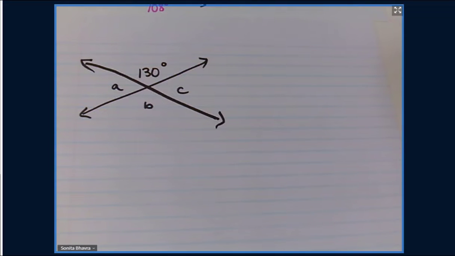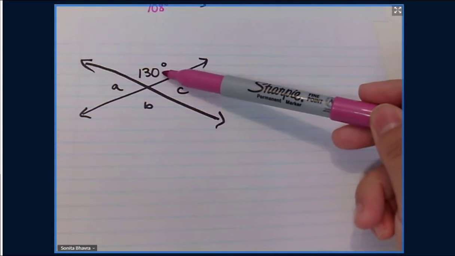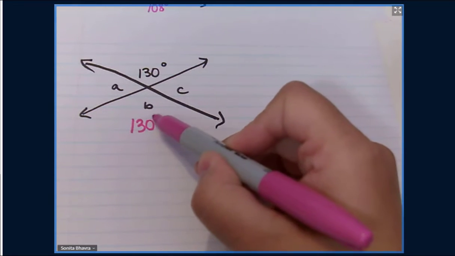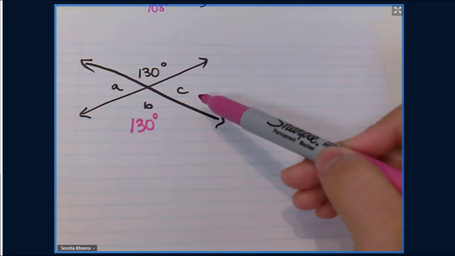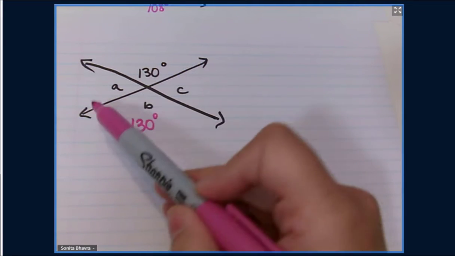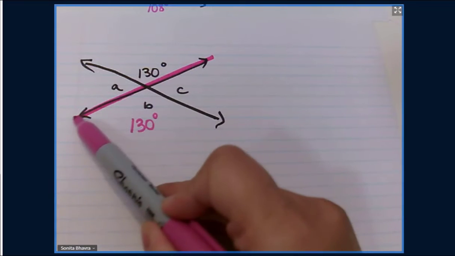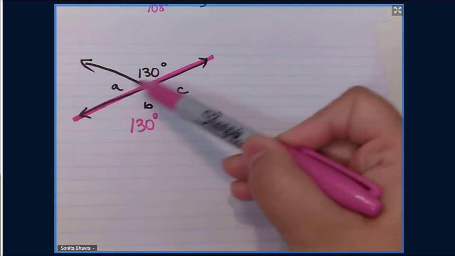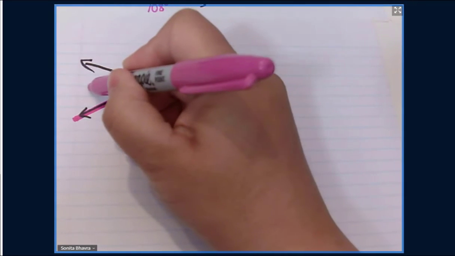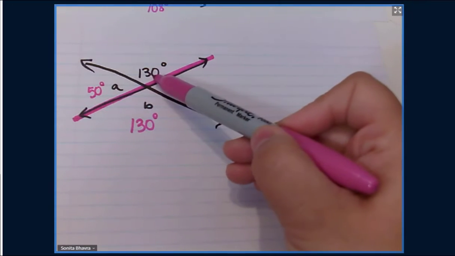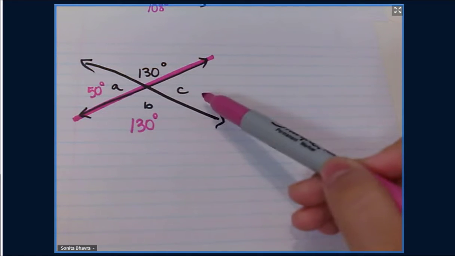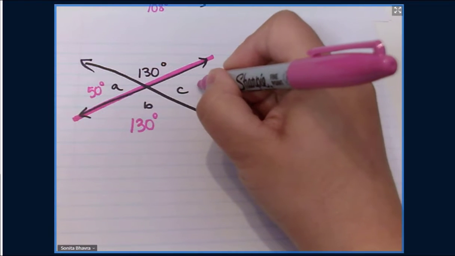All right, so looking at this example then, we know this is 130 degrees. Opposite from it is B, so therefore B will also be 130 degrees. Solving for A or C, you can look at each line, this straight line here. We know a straight line makes a 180-degree angle. So if this is 130 degrees, this will be 50 degrees, because 130 plus 50 gives me 180 degrees. Now that we have A, opposite from A is C, so we can say that C is 50 degrees.